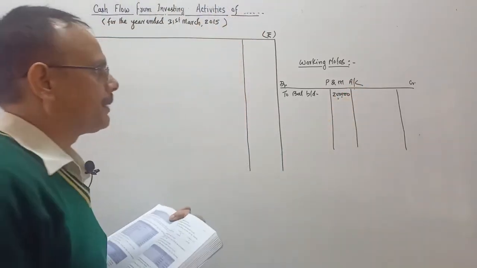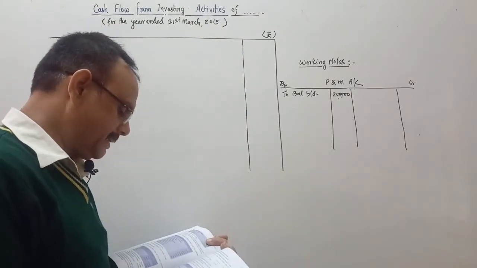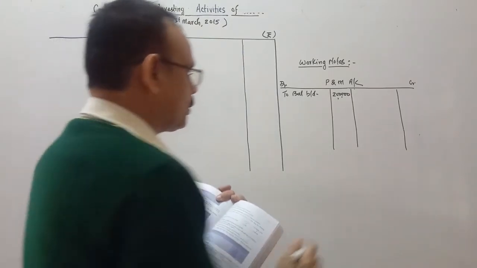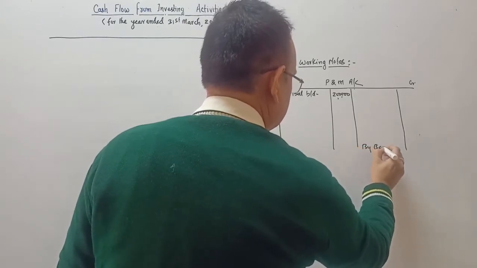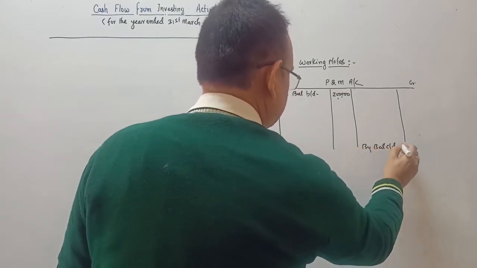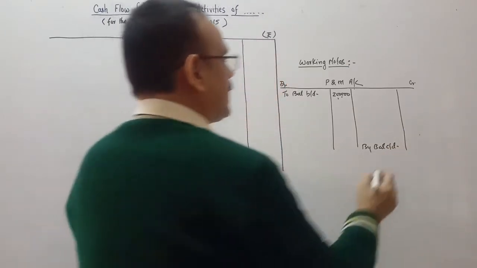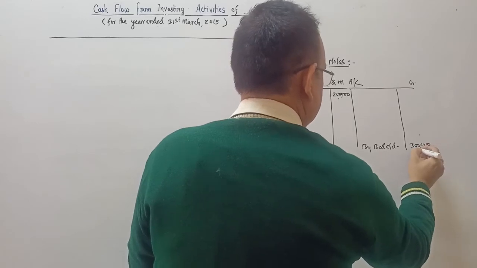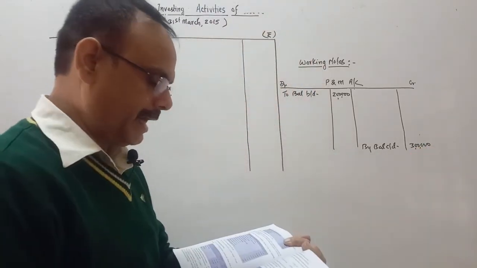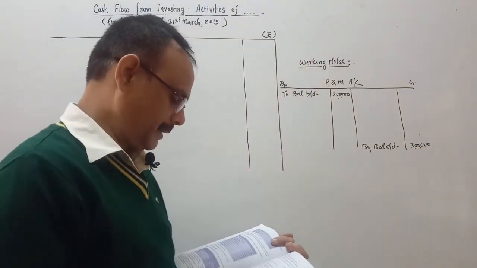Plant and machinery opening balance is 2 lakh. Next, the plant and machinery closing balance is given by balance carried down. It is given, 3 lakhs is the closing balance of plant and machinery.